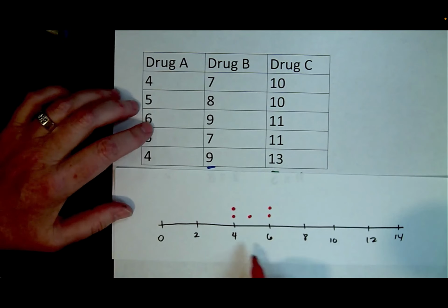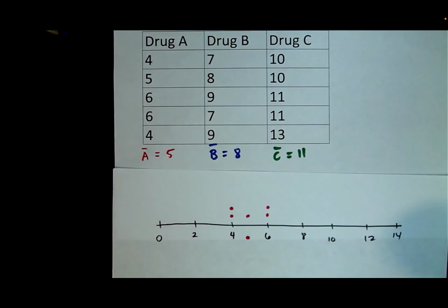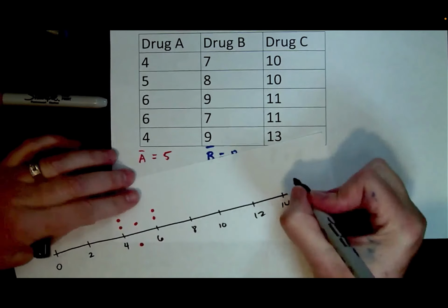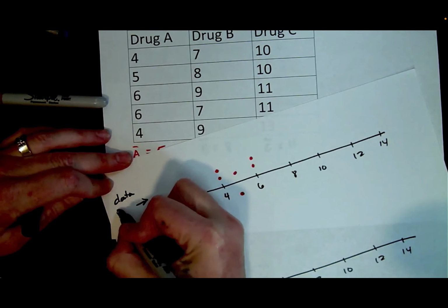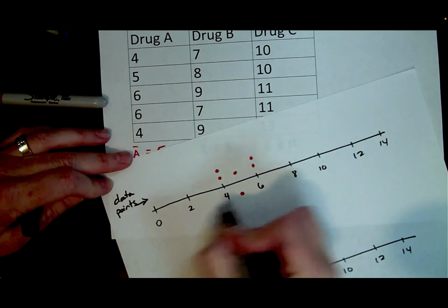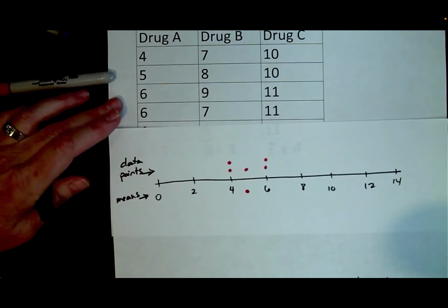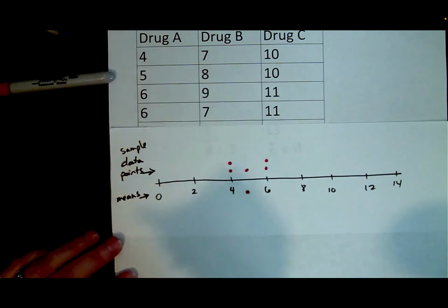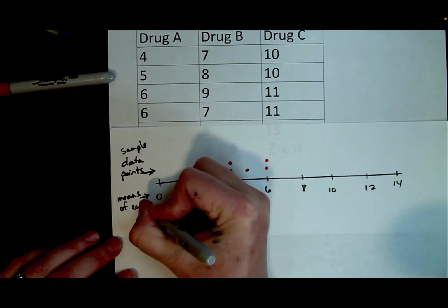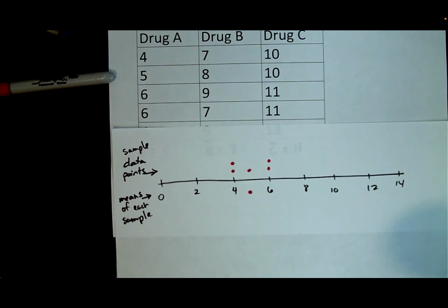And then underneath the number line, I'm going to mark the mean, which was 5, so I'll put a dot there. So again, what I'm doing here is, these are the data points, and down below we're doing the means, one mean for each sample. Maybe I should call these sample data points. I don't know. Means of each sample. Something like that. You can put whatever explanation makes sense to you.